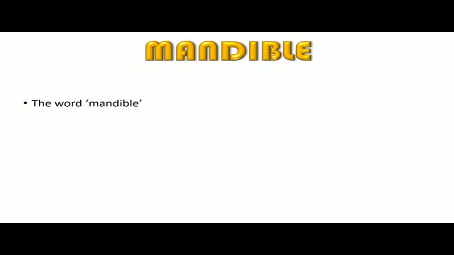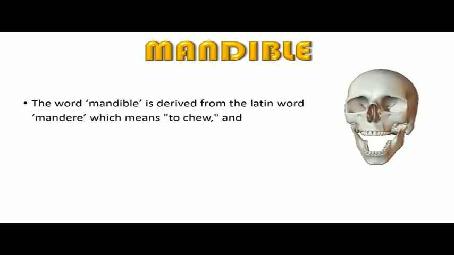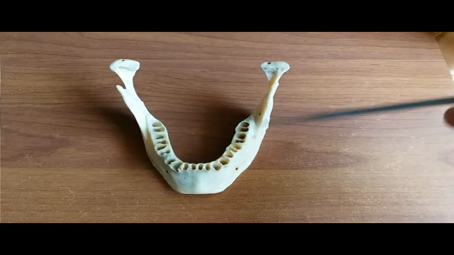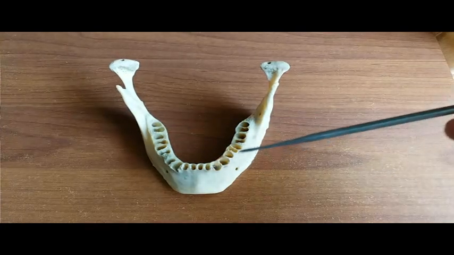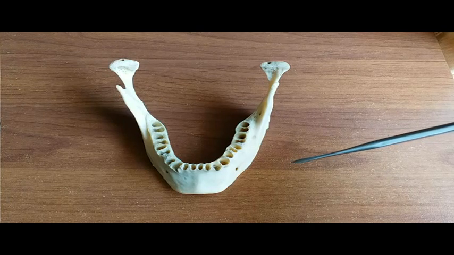Today we are going to learn about the mandible, the bone that forms the lower jaw. The word mandible is derived from the Latin word mendere, which means to chew, and chewing and mastication is the main function of the mandible. This bone is the mandible. It forms the lower jaw and has sockets for lower teeth. This is the longest and the strongest bone of the facial skeleton.